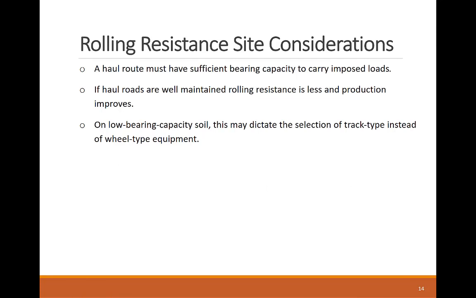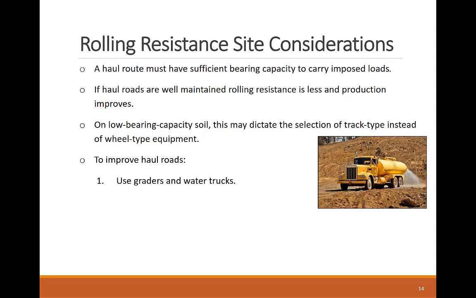So we can conclude here that rolling resistance is very dependent on the quality of the whole surface, which is a factor that can be controlled ahead of starting the whole operation. Soils with low bearing capacity may require using crawler track mounted equipment, not wheel equipment. However, the quality of the hauling roads can be improved in two ways.